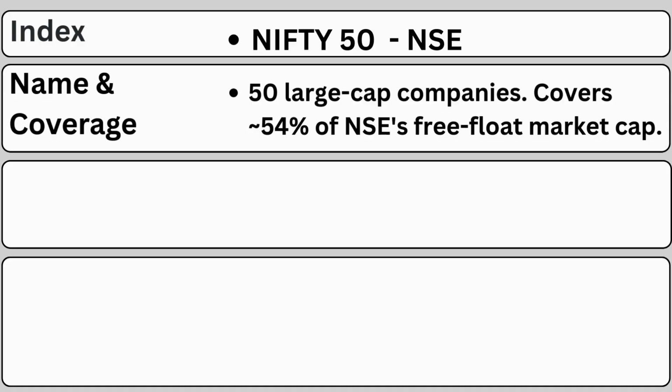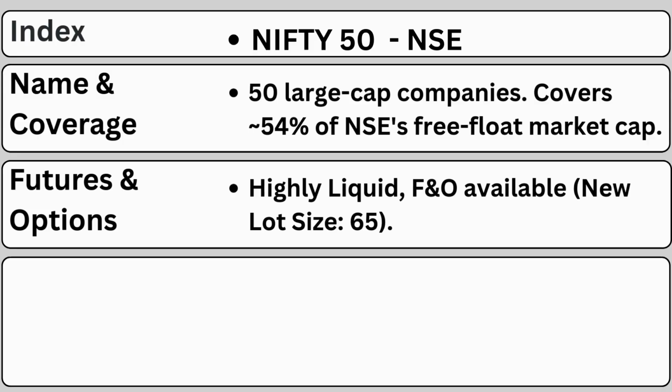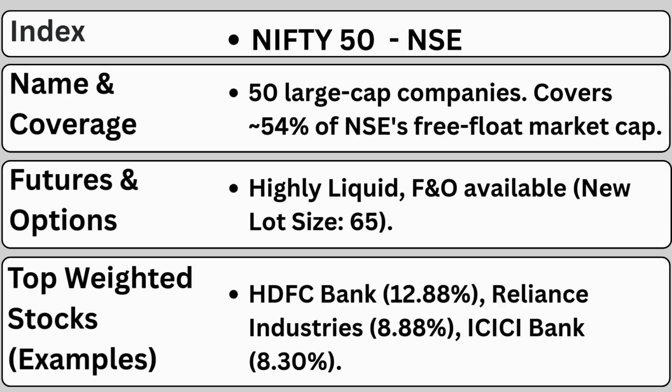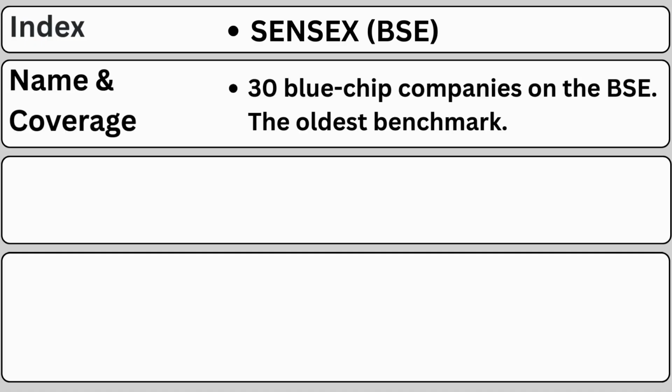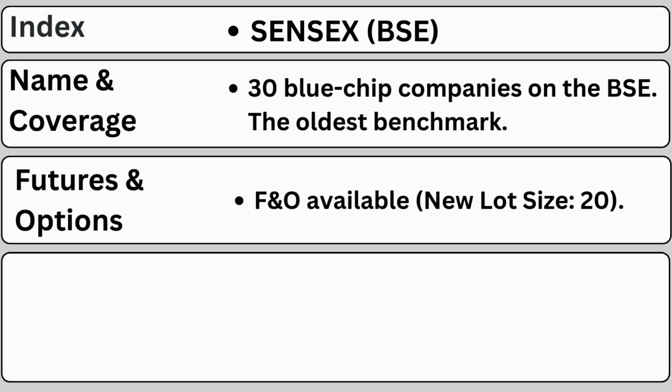B. Benchmark indices, the giants. Index: Nifty 50, NSE. Name and coverage: 50 large cap companies, covers 54% of NSE's free float market cap. Futures and options: highly liquid F&O available, new lot size 65. Top weighted stocks, examples: HDFC Bank, 12.88%, Reliance Industries, 8.88%, ICICI Bank, 8.30%.